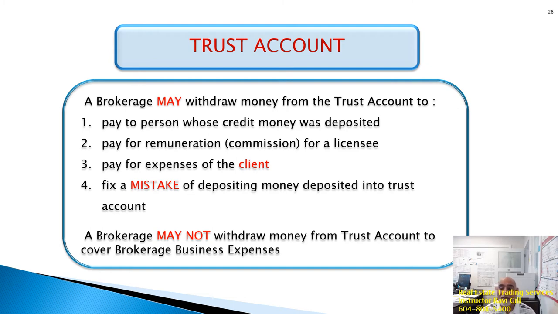If money has been deposited for a client in that trust account, then money can be taken out to pay the person for whom this credit money was deposited. It can be taken out for the commission of the realtor that had this deal. It can be taken out for expenses of the client, but also if a mistake was made in depositing money into the trust account. A brokerage cannot take money out of the trust account to cover any of the brokerage expenses.